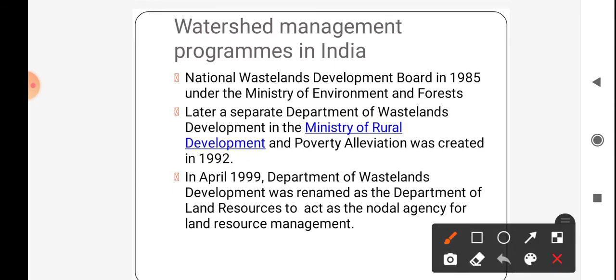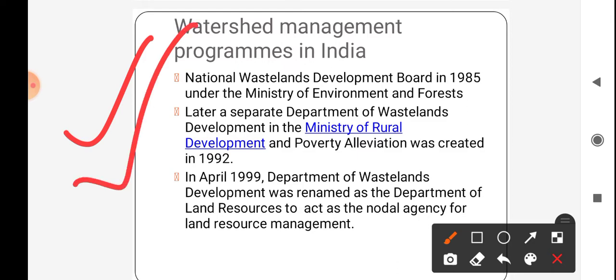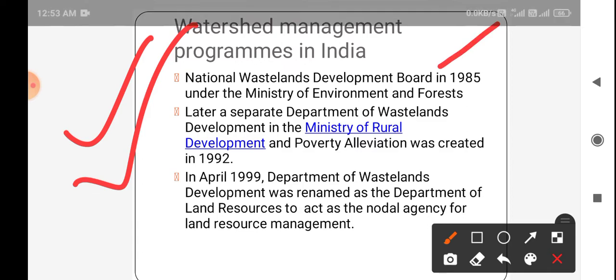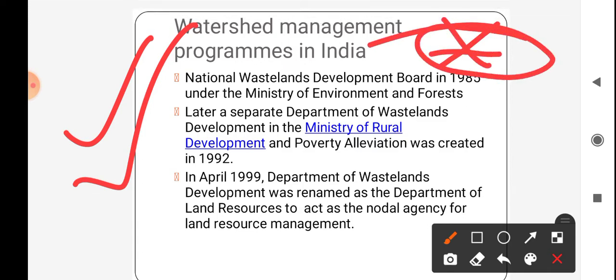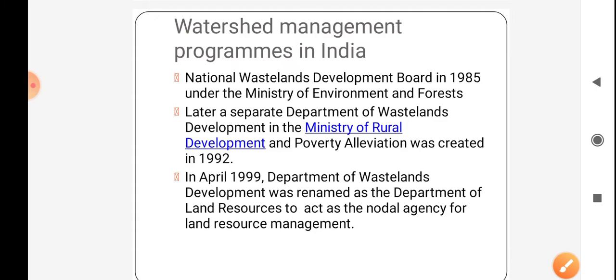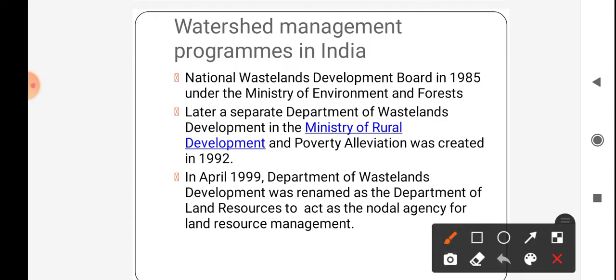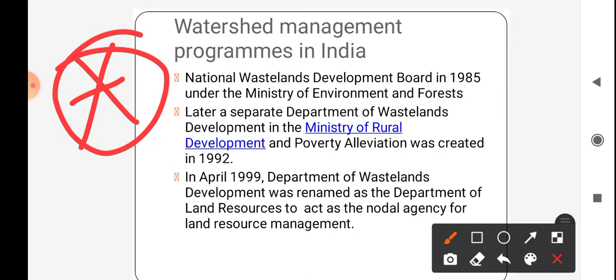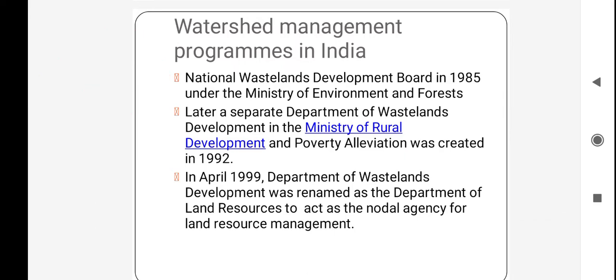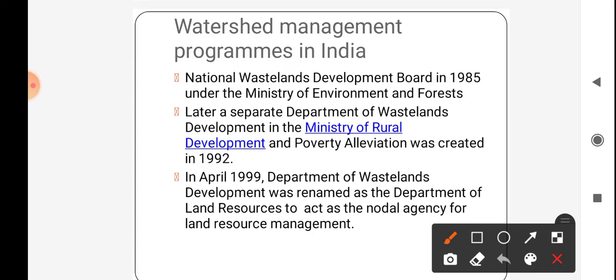Now this is a part of our syllabus, so please pay attention to watershed management programs in India. Whatever is in the syllabus, we have to cover all the things. And that is the key from where the questions should not be missed if JRF is to be secured. Then, what we were discussing, watershed management programs in India.